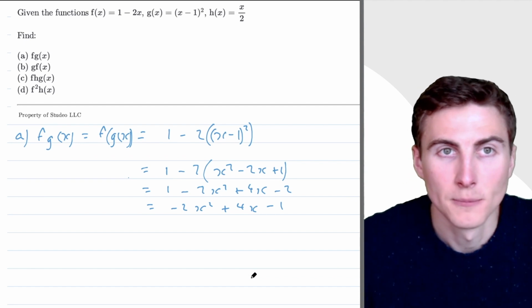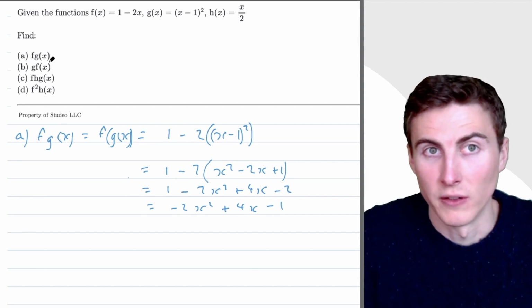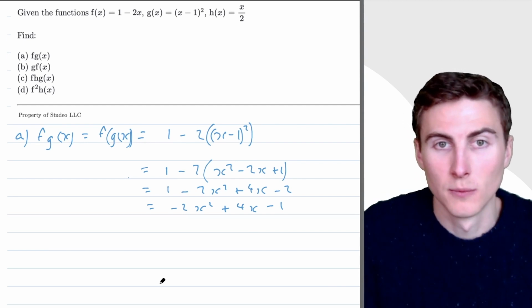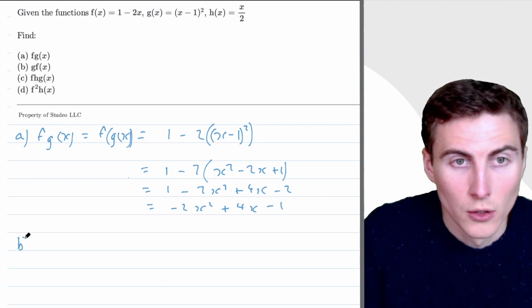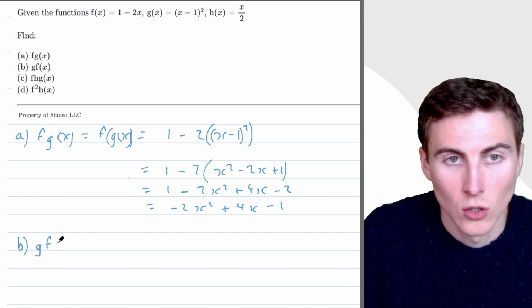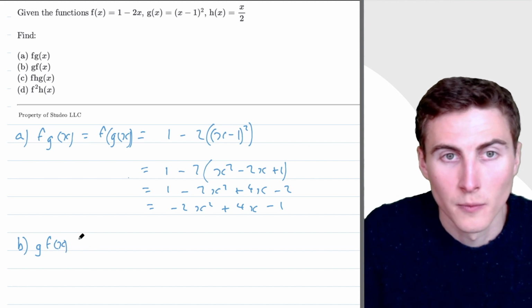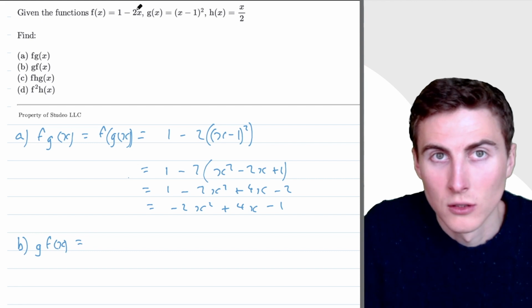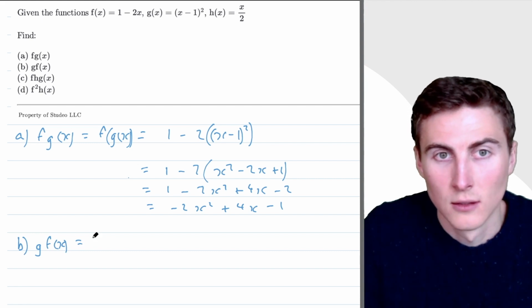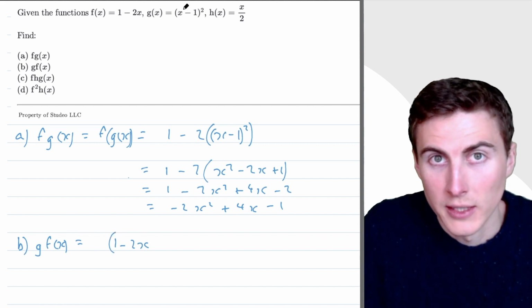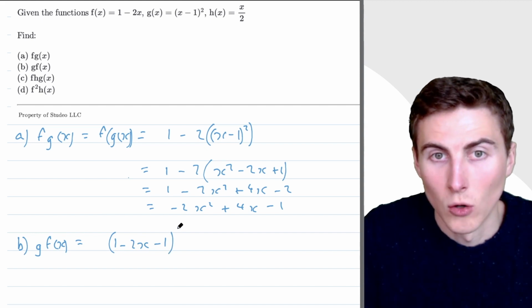Then for b, we're doing g f of x. So it's the other way around this time. We're going to put the f function inside the g function. I won't write out this little bit here, but we'll just say that g of f of x is equal to, okay, this f function replaces this x here. So we're going to have 1 minus 2x instead of this x, then we'll have this minus 1, and that whole thing will be squared.